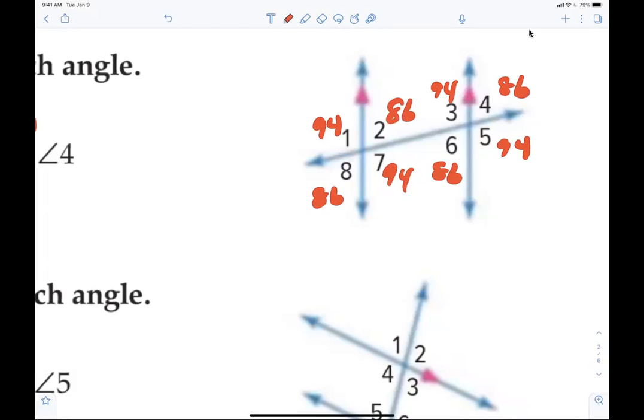Now notice everything is either what? Congruent or supplementary. Those are your options. If the lines are parallel, that's true. Obviously, if the lines are not parallel, none of that holds true.